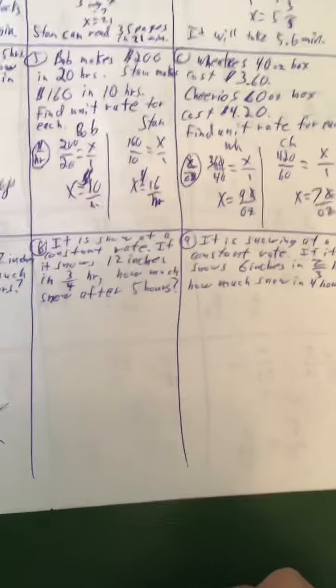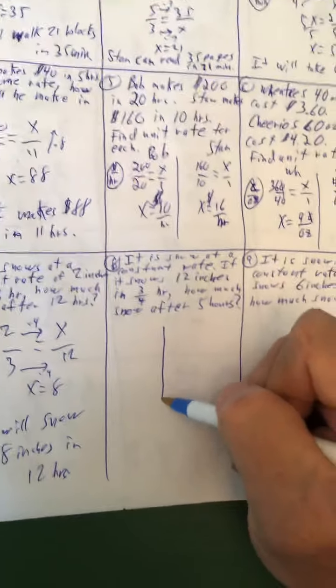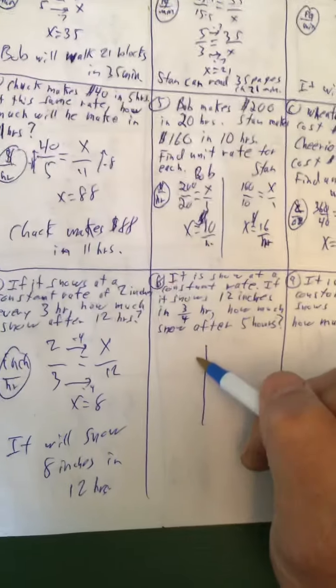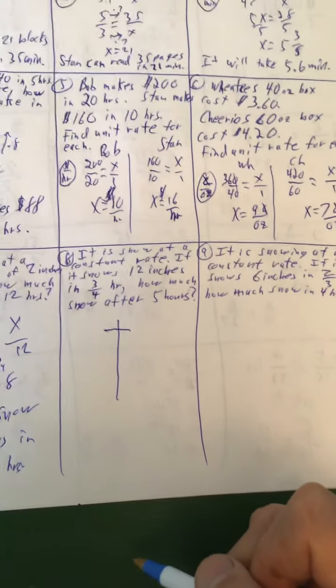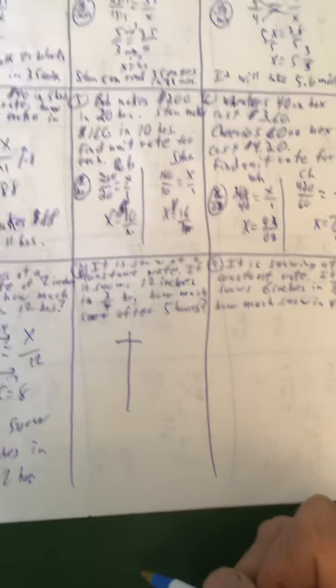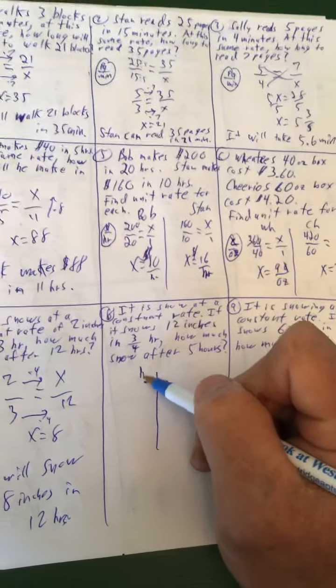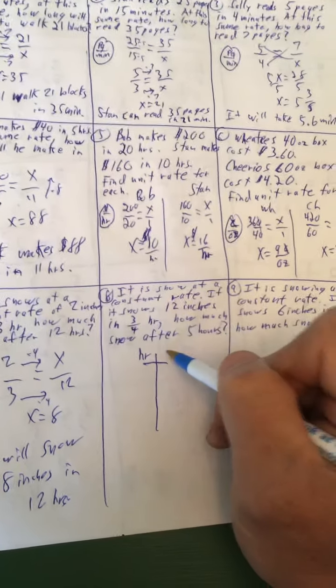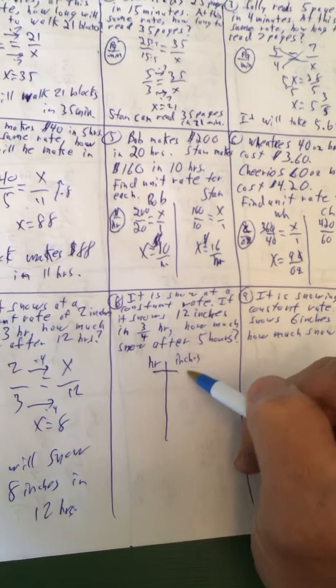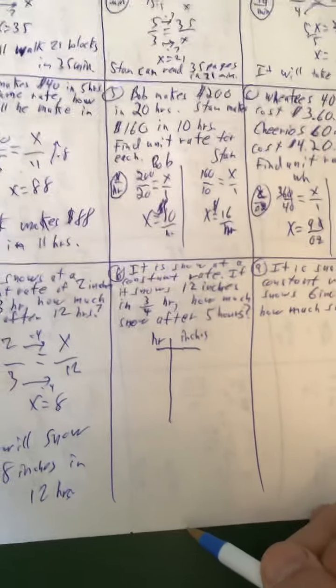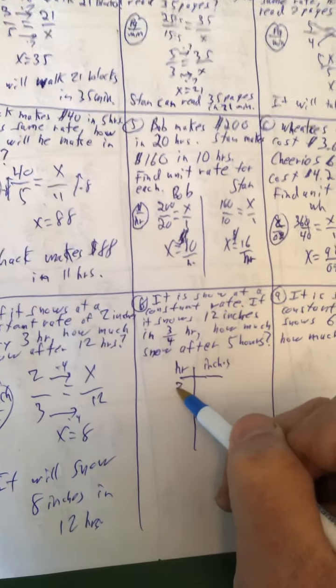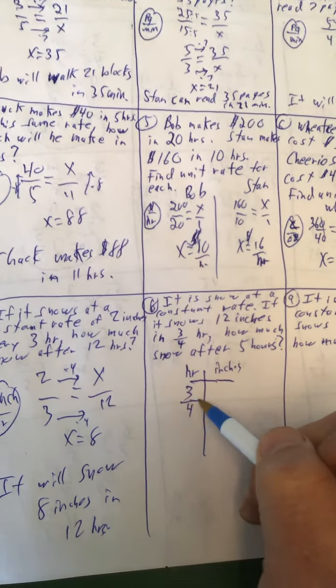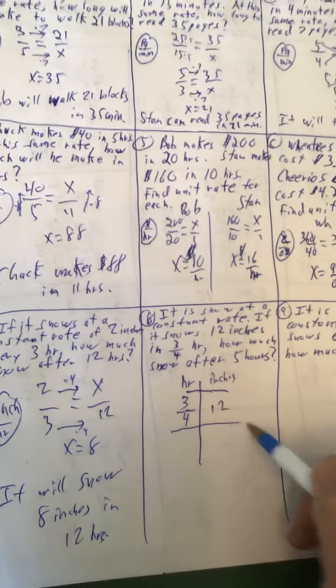Now number 7 here, number 8, these last two I'm going to do by making a table. You can make a circle, obey a circle, or make a table, obey a table. So here I'll show you making a table when it's weird like this. When you have time, I always put time on the left. So hours is one of my units and inches is the other unit. So if it's 3/4 of an hour, it snows 12 inches.